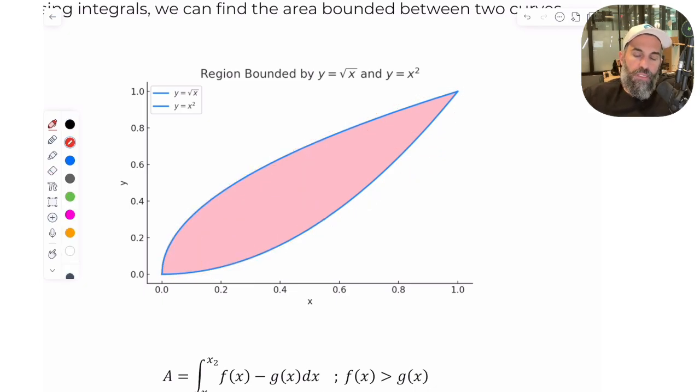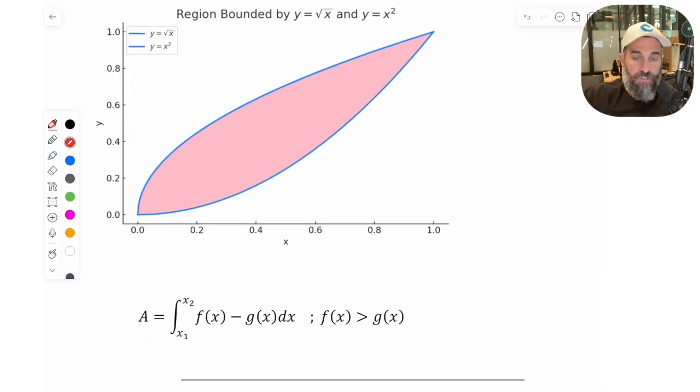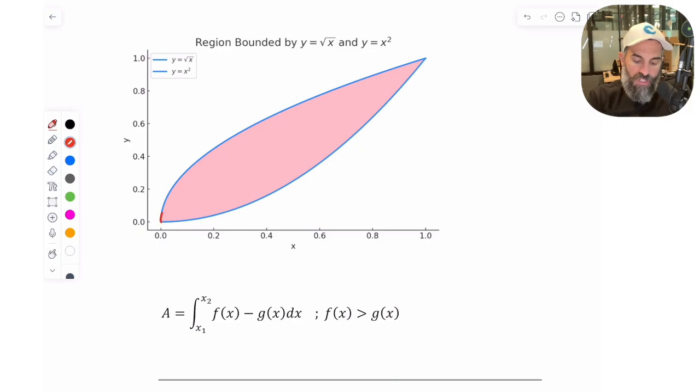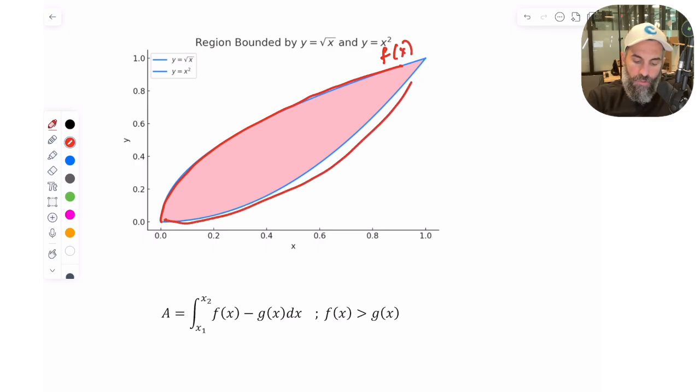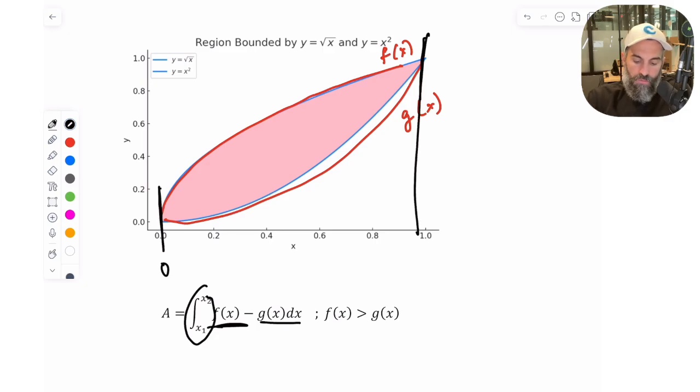So essentially what this is, okay, is this. You've got two functions. The one that is higher up, we'll call that f of x. The one that is lower is your g of x. And the area between them, guys, is just the difference between their integrals between 2 points. So x2 and x1, that's just a definite integral. That would be between, let's say, 0 and 1.